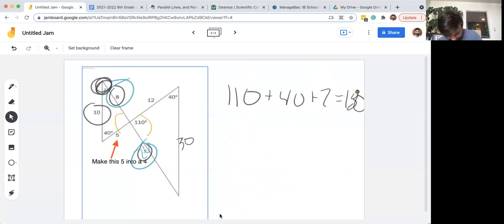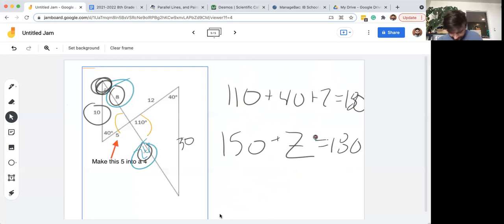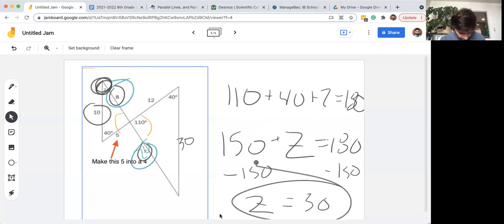So I can add 110 and 40, which is 150. So 150 plus z will equal 180. And I can subtract 150 from both sides to isolate z. Z equals 30. Bada bing, bada boom. So x is 30. Y is 24. And z is 30.